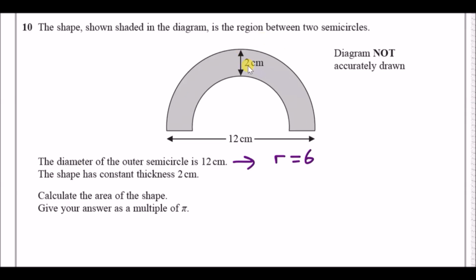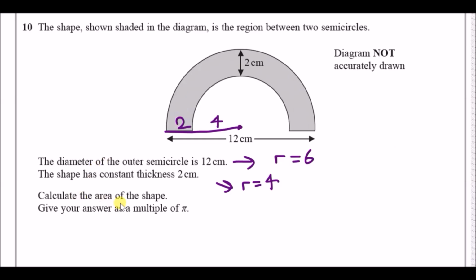Now, the next one's a bit interesting. The shape has a constant thickness of 2 centimeters. Notice it's just this length here. Now if we think about it, it's going to be 2 centimeters all the way around. So essentially from the center, which would be here, if this whole thing is going to be 6 and this part is 2, that means this gap here must be 4. So we actually have a white semicircle with radius 4. So we're going to keep that in mind, yeah? The white bit will have a radius of 4.